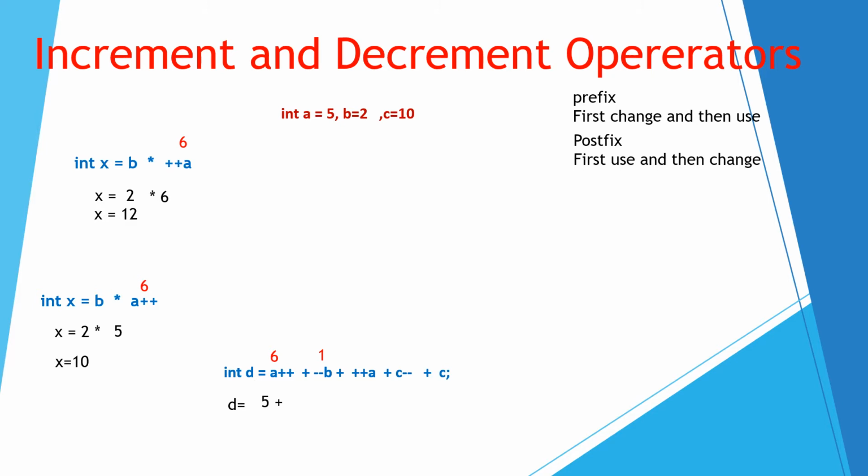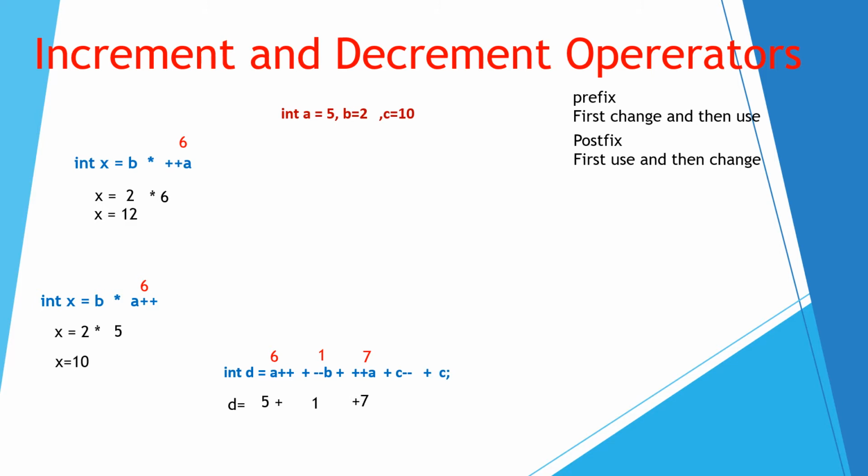2 minus 1 it is 1. So first we are changing and then we are using in the expression. Now plus plus a, again prefix. So first change. Now we will take this value of a, not the original value. A's value is already changed here. So here the value of a is 6. Now plus plus a means a is equal to a plus 1. That means 6 plus 1, 7. A will become 7. First we will change it and then we will use it.